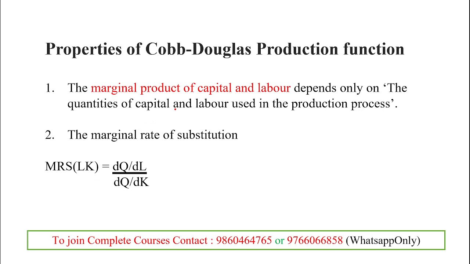And then the important portion: properties of the Cobb-Douglas production function. The first one is MP of capital and labor. Marginal product of capital and labor depends only on the quantities of capital and labor used in the production process. So according to the capital and labor quantities used, the marginal product of capital and labor also changes. Marginal product means the additional product obtained by the producer in the production process.